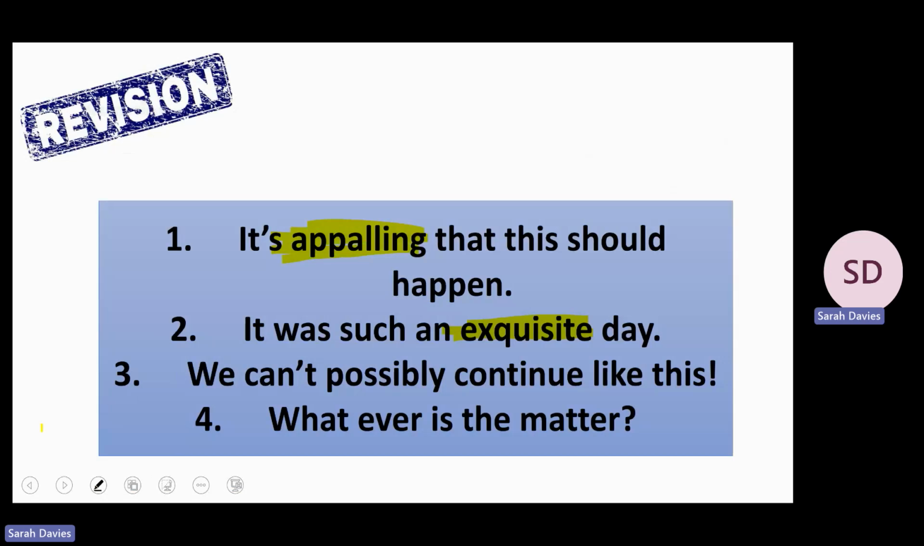Take, for example, in statement 2, "it was such an exquisite day". Now, this idea of it being an exquisite day, why isn't it a good day? Why is it exquisite? It's a bit more hyperbolic, isn't it? It's a bit more accentuated.